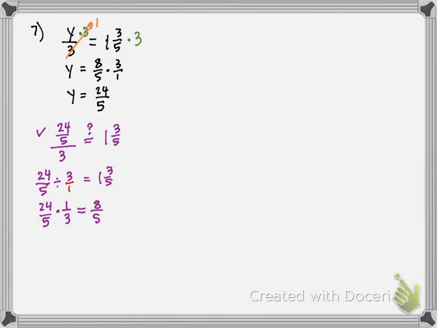Now, look over here. We do have a 3 that we can divide out. So 3 divided by 3 is 1. 24 divided by 3 is 8. When I multiply straight across, 8 times 1 is 8. 5 times 1 is 5. Guess what? Yes, indeedy, it matches. So all of that to verify, yep, y equals 24/5.